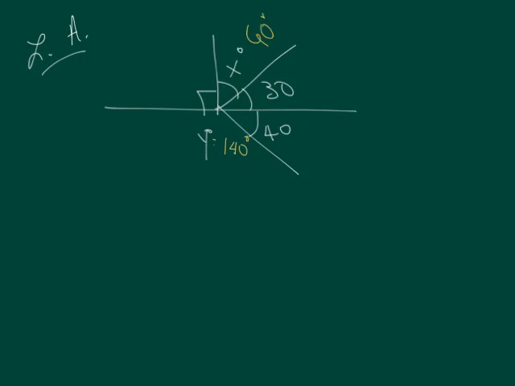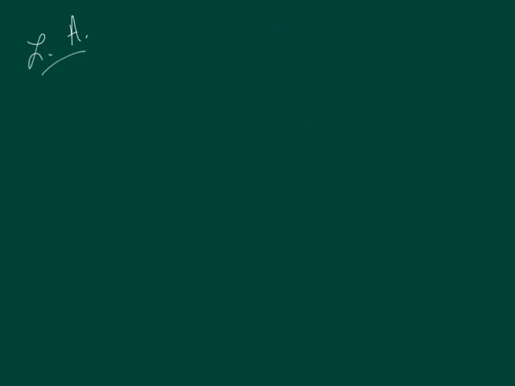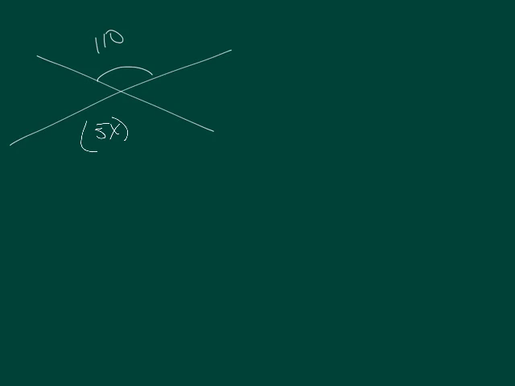Now let's look at example 3. Example 2 is very similar to what I did, so let's just jump to example 3. We've got two lines that cross each other, and we're told that this is 110, that this angle right here is 5x, and that this one is 2y, and this one is p. And they're asking us to find x, y, and p.